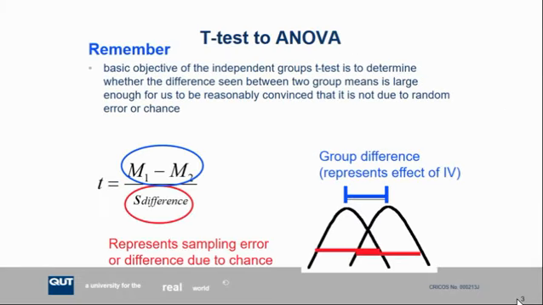So the objective of an ANOVA is basically exactly the same as a t-test. The basic objective of our t-test was to determine whether the difference between two means was large enough to convince us that it wasn't just simply due to random chance or individual differences. We wanted to know that the difference between our means, or the effect of our IV, was so great that it wasn't likely just due to random error or individual differences.